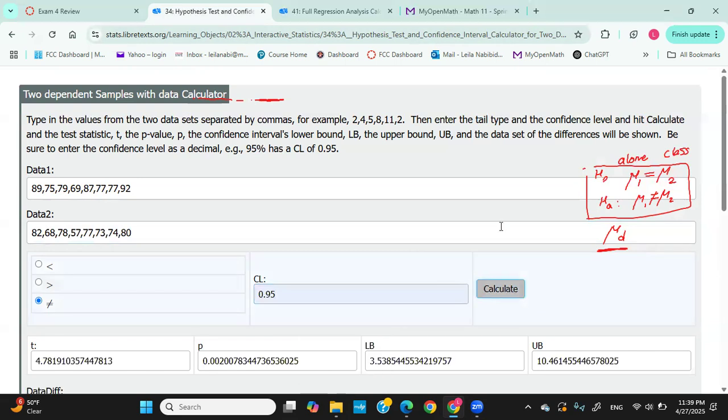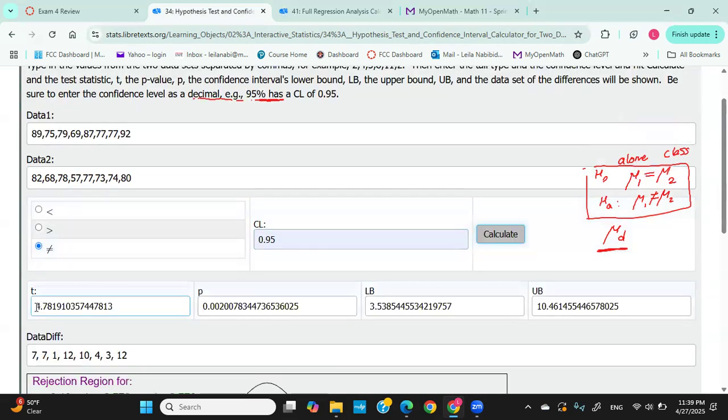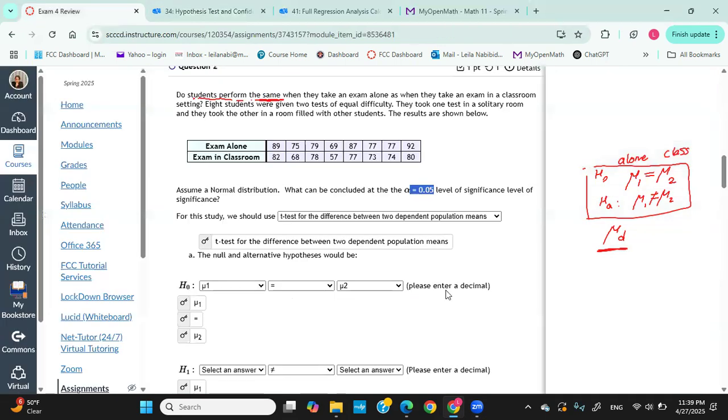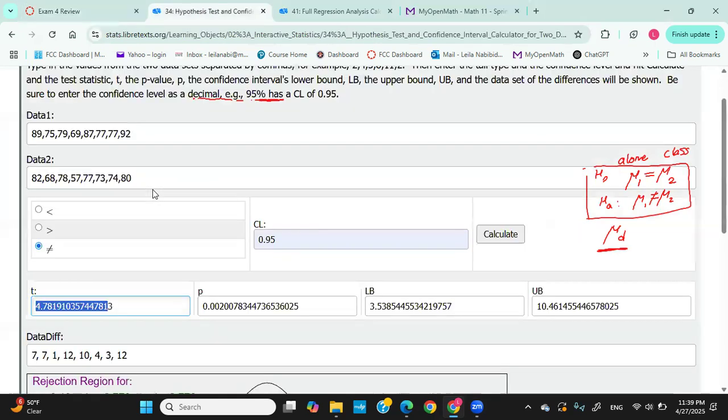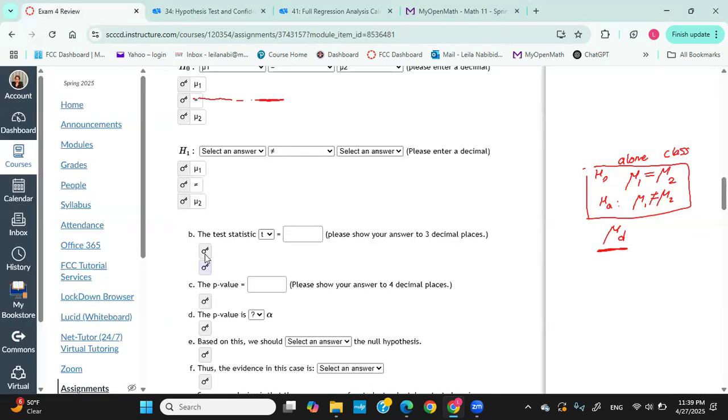Now I press calculate. And it tells me that the t-value is 4.7819. It asks to round, please enter this. Show your answer to 3 decimal places. So it should be 4.782. Let's see the answer. 4.782. Yes, that's exactly my answer.